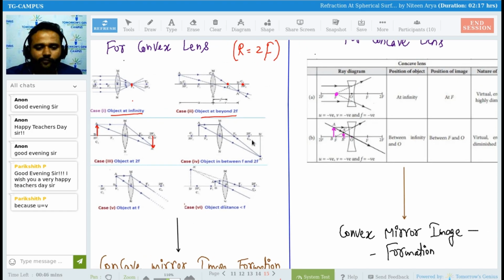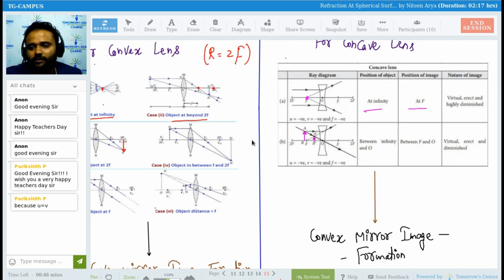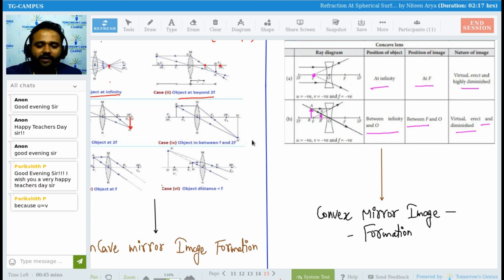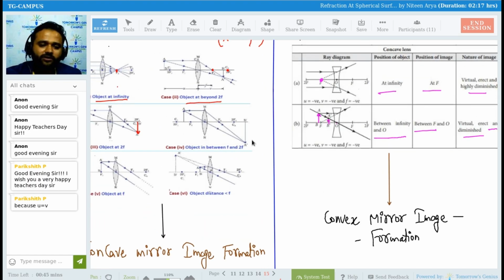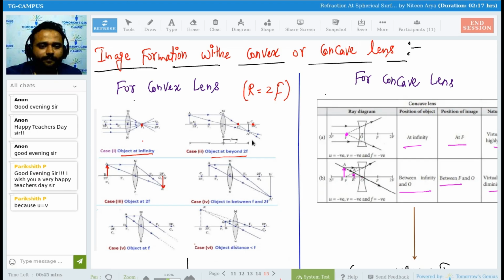At infinity, the position of object is at infinity, the position of image is at focus, and it is virtual, erect, and highly diminished. That means virtual, erect, but very, very small. At any particular point between infinity and O, where O is the optical center, the position of image is between F and O, focus and optical center, and it is virtual, erect, and diminished. Not highly diminished, a little bit diminished. And that is the same case you can find in convex mirror image formation. Is this clear, everyone?